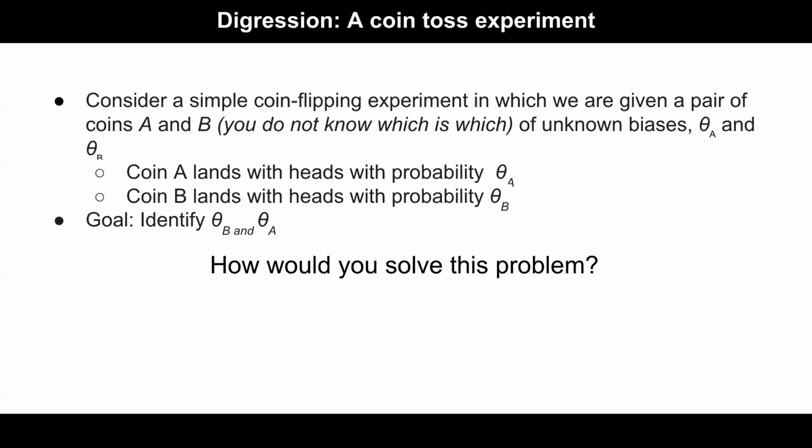Point. You have a biased coin. You want to figure out what is the probability. How will you do it? You toss it, right? So let's say I do 10 tosses.